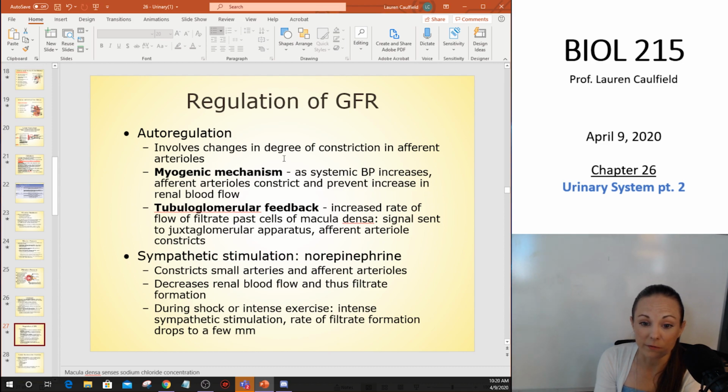These are involuntary and they control themselves, but we can also have influence through sympathetic stimulation, specifically through the release of norepinephrine.